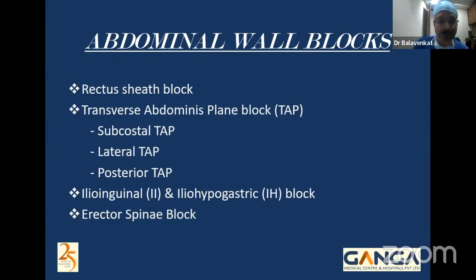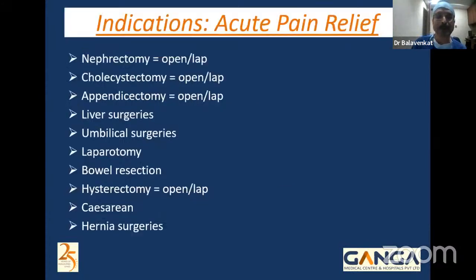The rectus sheath, the transversus abdominis, which is divided into subcostal TAP, lateral TAP, and posterior TAP. And if you combine a subcostal TAP and lateral TAP, you cover the entire anterior abdominal wall, the somatic distribution. Then you have the ilioinguinal, iliohypogastric, and the erector spinae block.